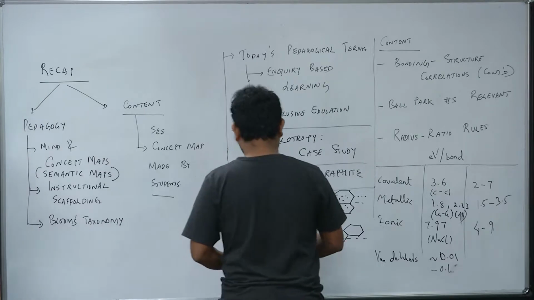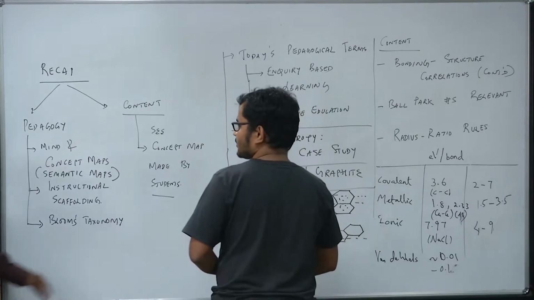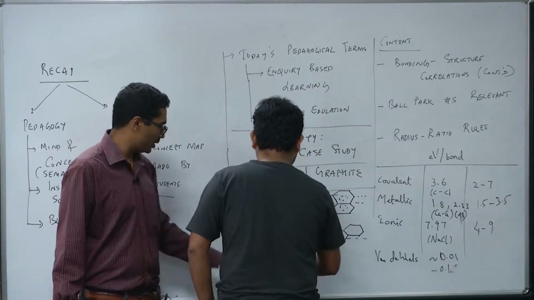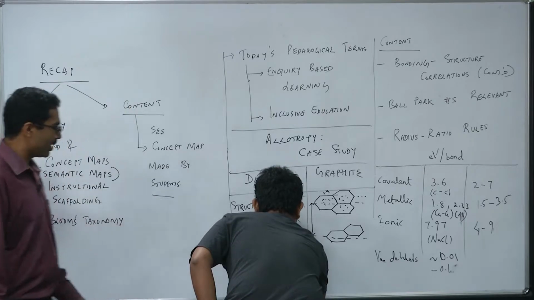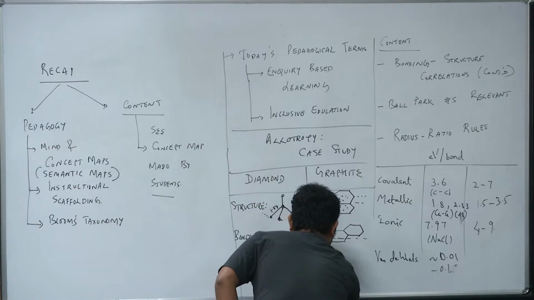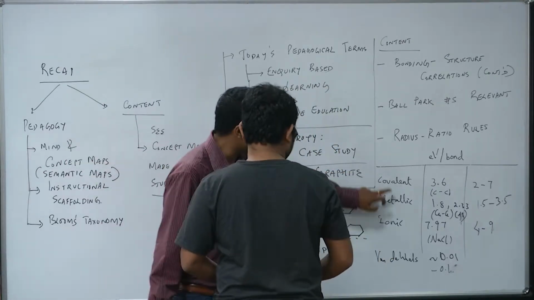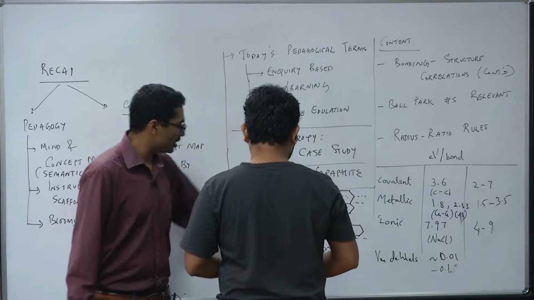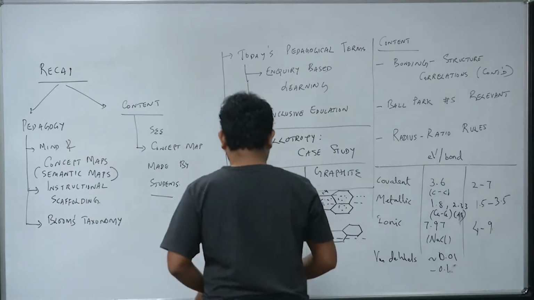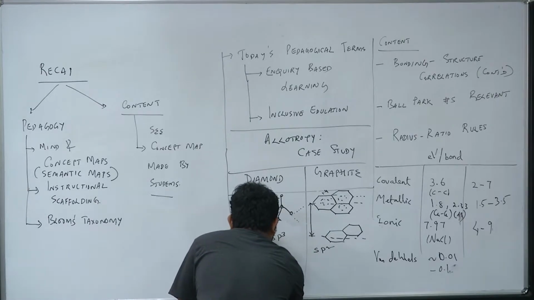Yeah, both are covalent, but the hybridization will be different. Last time you did mention about hybridization, so this will be sp3, and this is sp2, so you can write that down. Fair enough. And as far as covalency is concerned, what about this, what about this? Both are covalent. Covalent, so you write that down also. But in graphite, the interlayer is. So just hold on.